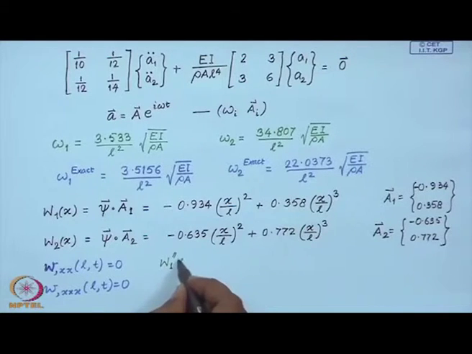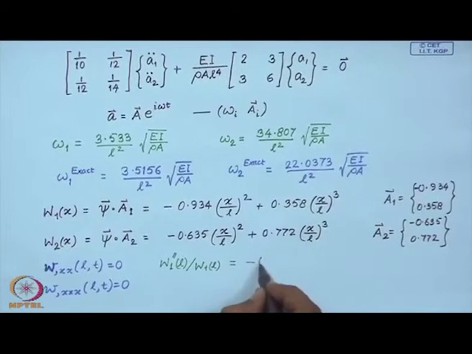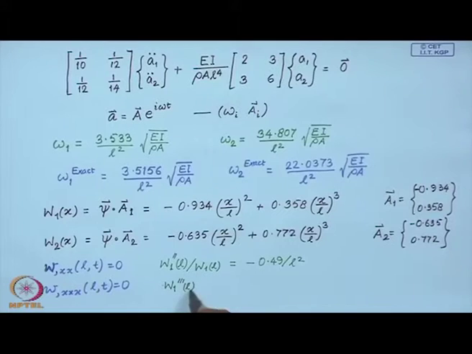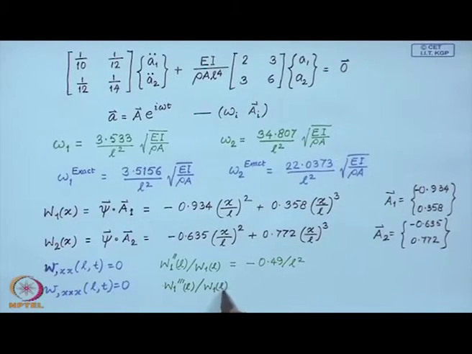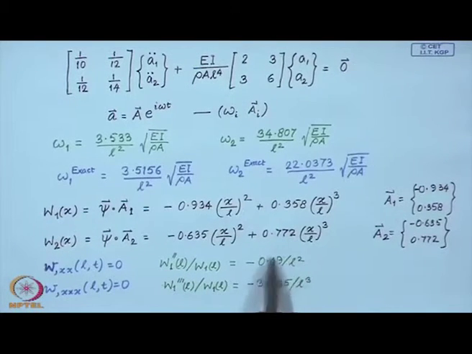W1 double prime at L, and divide this by W1 at L, that turns out to be, and similarly, so we are trying out with the first eigen function. We take the double derivative of that and see how close to 0 this is. Now, as you can see, with increasing length of the beam, this is going to go to 0 quite fast, and similarly for the shear force.